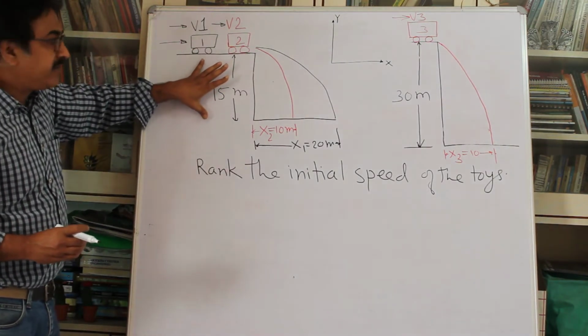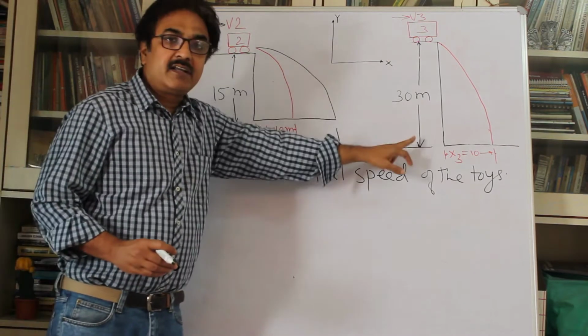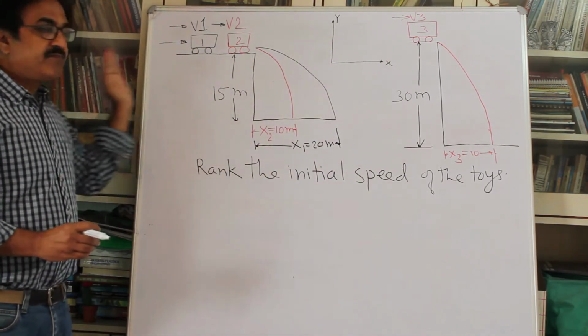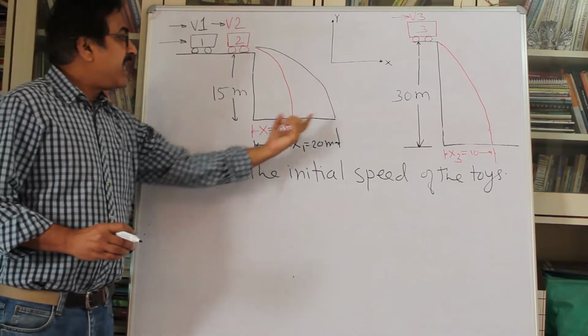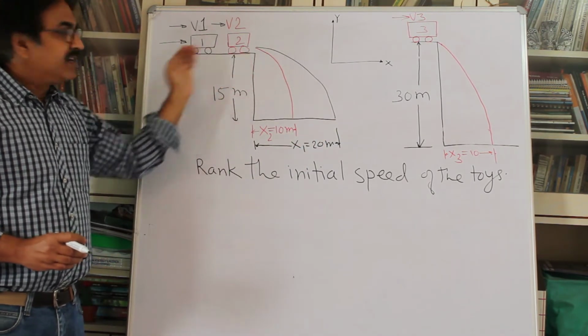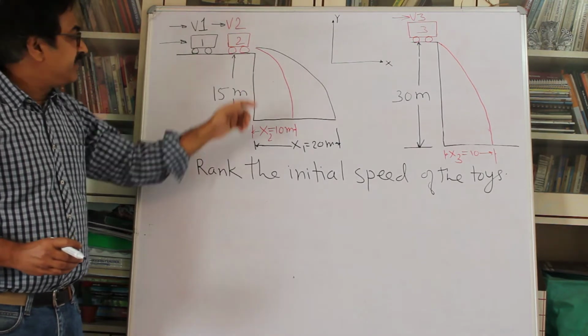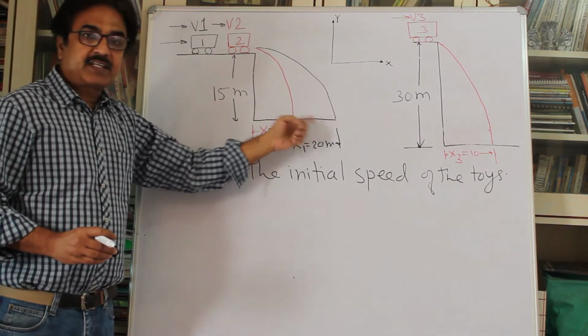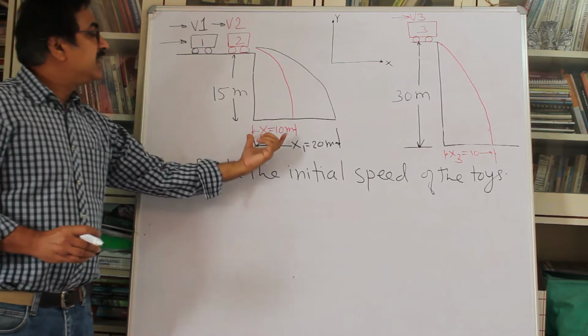Okay, and then you are shown that two of them are at the same height, 15 meters. The third one is at 30 meters, and after being pushed, they are landing on the ground after jumping from the cliff. Right, they will fall off from the cliff. So you have a trajectory of this kind, and you are given the distance.